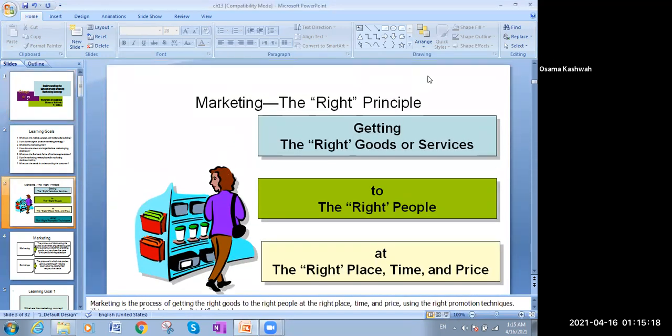Marketing means the right principles. We have the right principles for marketing, which is the right goods or services to the right people at the right place and the right time with the right price. Those are the market right principles.